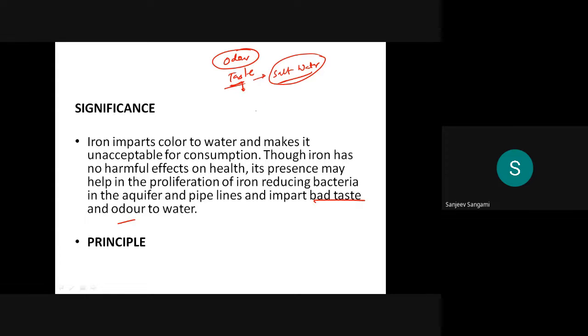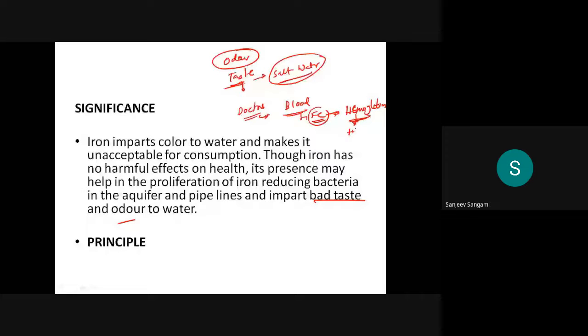But still, the doctors will do this: if iron deficiency is your problem, they will encourage you to drink iron-containing water. If the iron content in your blood is very low, it will increase the hemoglobin content. If iron deficiency is there, of course the Hb, hemoglobin content, is also less. Normally in healthy human beings, the hemoglobin content is 8 to 12. This is the normal range of any human.